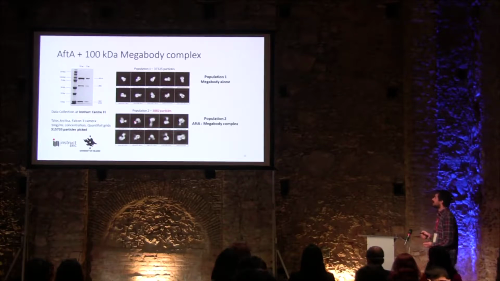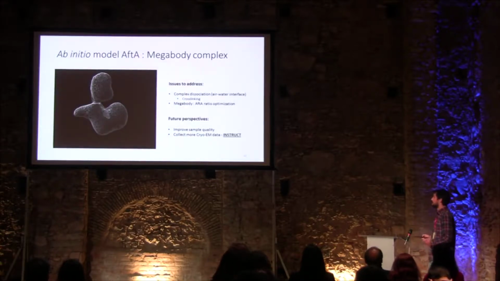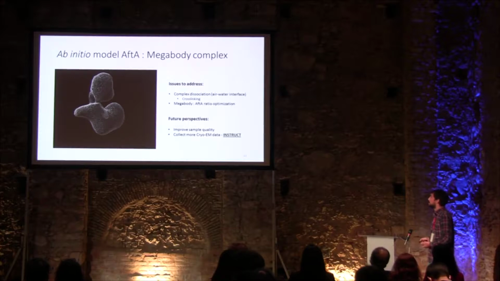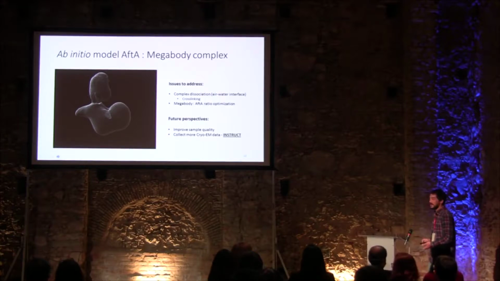But as you can see, there is some extra density, and it's bigger than the second population. And we assume that it is the AFTA megabody complex. So this is the ab initio model of that complex. I'm actually thinking of making it some sort of a porcelain vase, because it's quite beautiful, Art Deco, for my living room. But other than that, it's really a low resolution model.